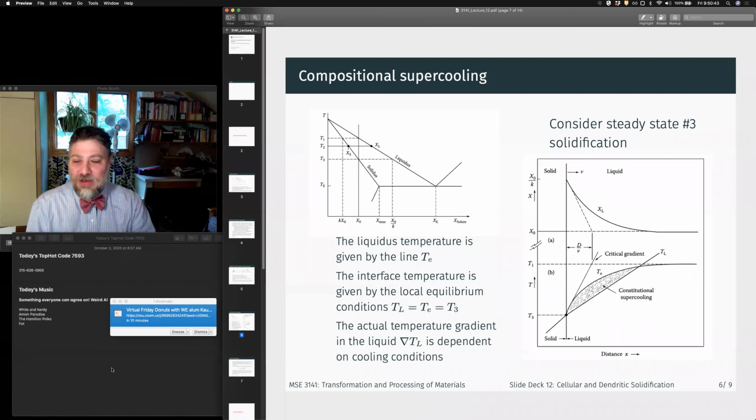Okay, so let's just start right from the beginning. What's the origin of the composition gradient in the liquid? Okay, solute piles up at the interface.